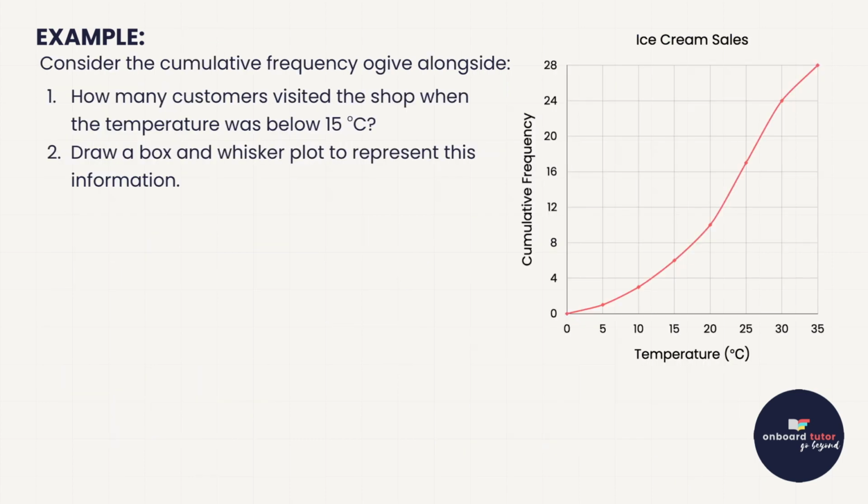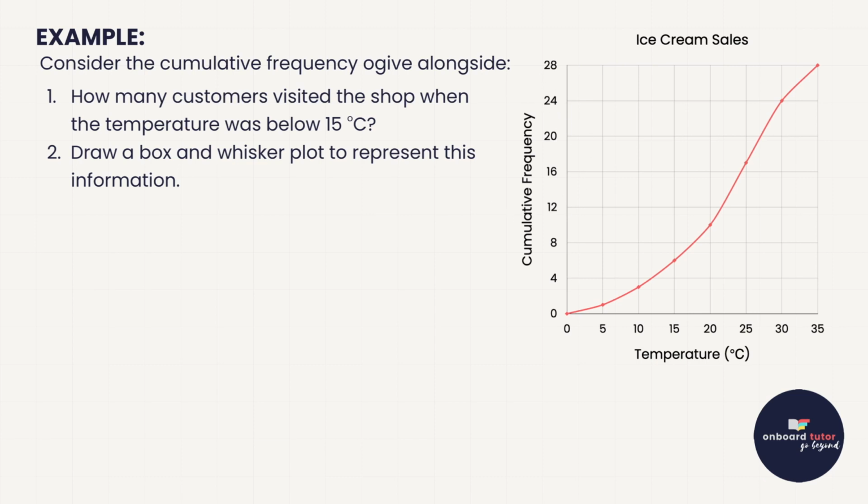Now let's try an example where they give us the ogive and we need to interpret it. Okay, so what are we looking at? We've got a cumulative frequency ogive alongside. Okay, we've got ice cream sales. Cumulative frequency, I think it's safe to assume this is the number of people buying ice cream, and then temperature in degrees Celsius. Okay, and to me it makes logical sense that the hotter the temperature, the more people will buy ice cream.